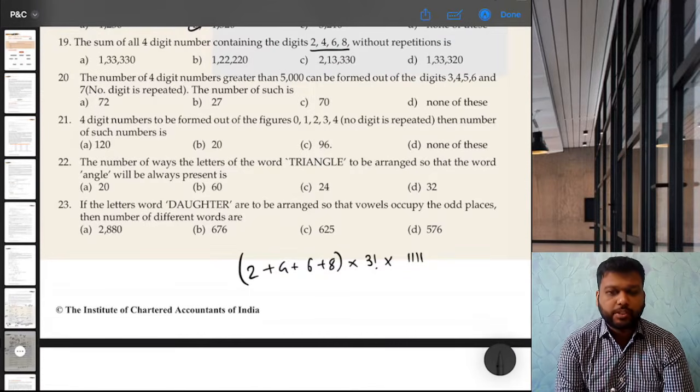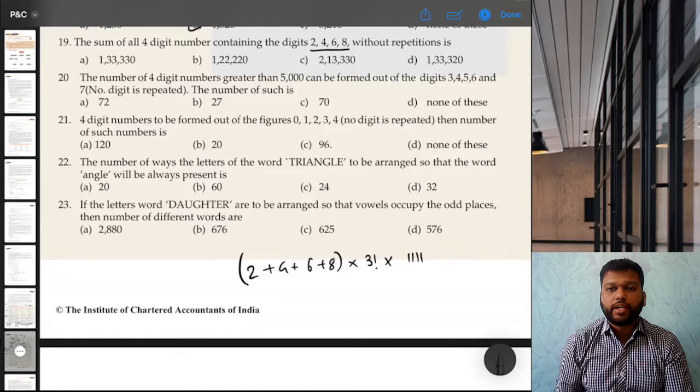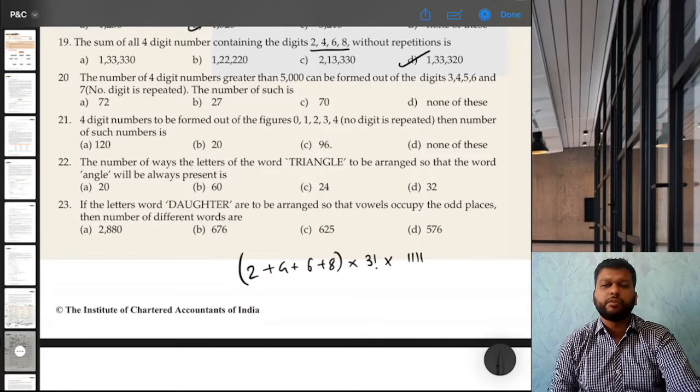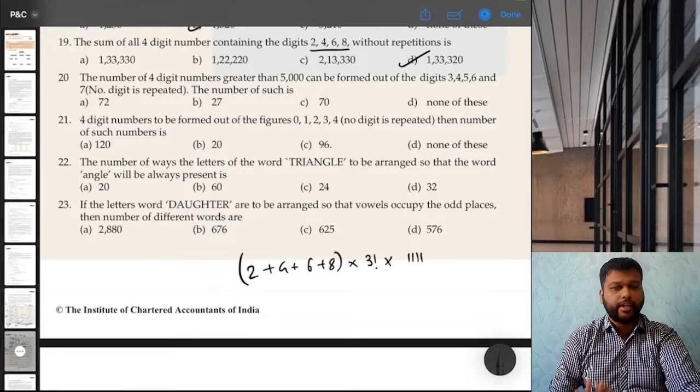So 2 plus 4 plus 6 plus 8 into 3 factorial is 6 into 1, 1, 1, 1. That gives you 1, 3, 3, 3, 2, 0. That is option D. Option D is the correct answer for question 19. That's it. You don't have to do anything else.